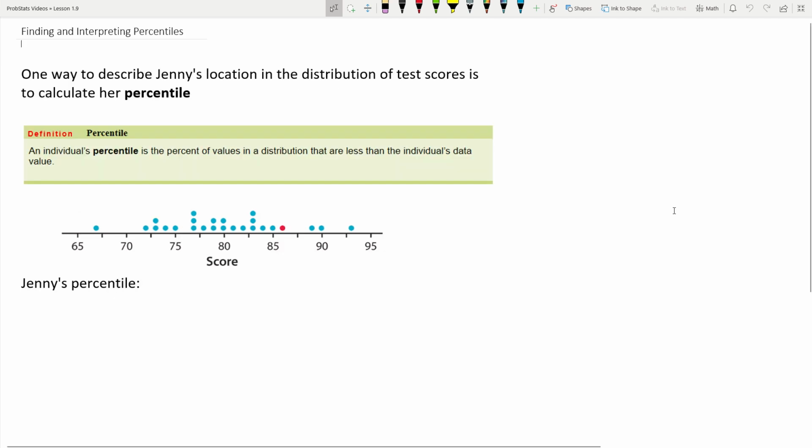So one way to describe her location in the distribution is to calculate the percentile. An individual's percentile is the percent of values in a distribution that are less than the individual's data value. So we're looking for those that are less than. So if you look at Jenny's percentile, this places her fourth place from the top of the class. So how do we go about calculating this?